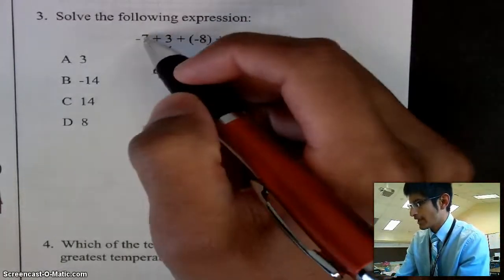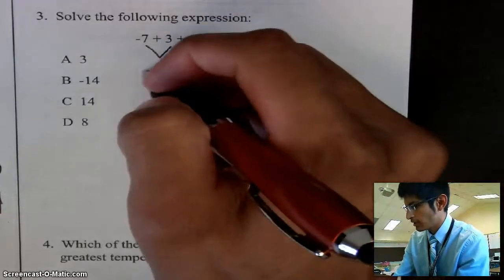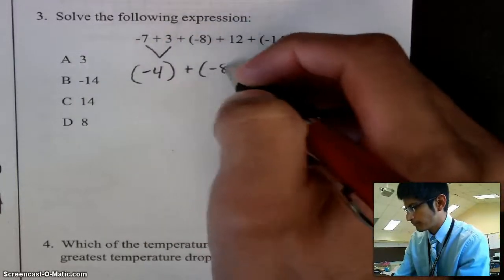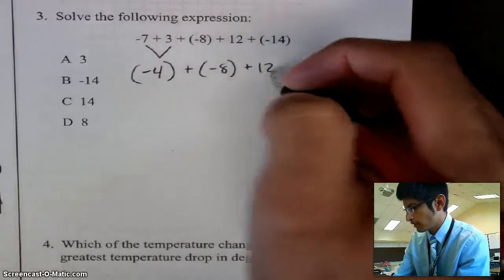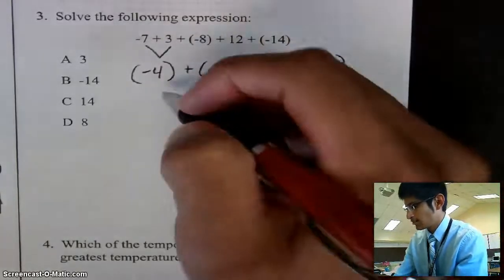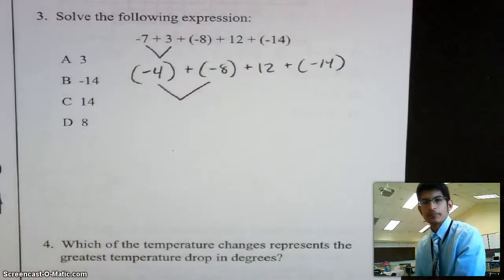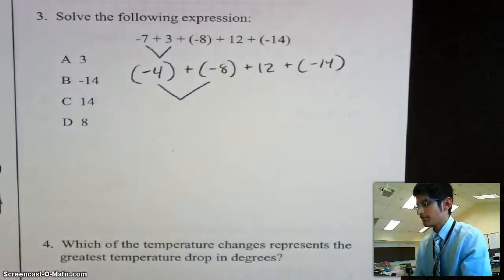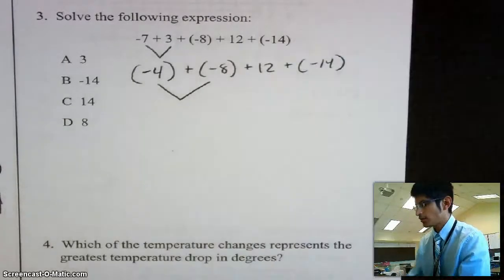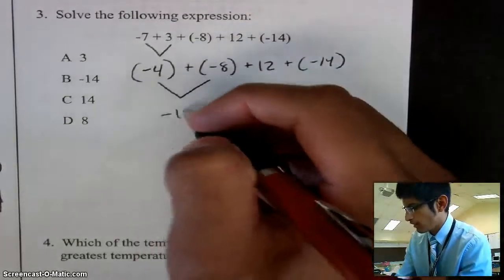And since I have more negatives than positives, my answer is going to be negative 4. So I have negative 4 plus negative 8 plus 12 plus negative 14. All right, my next step is negative 4 plus negative 8. Since I'm only adding up negatives, my answer is going to stay negative. So I have 4 negative chips and 8 negative chips. Altogether, that would give me negative 12.